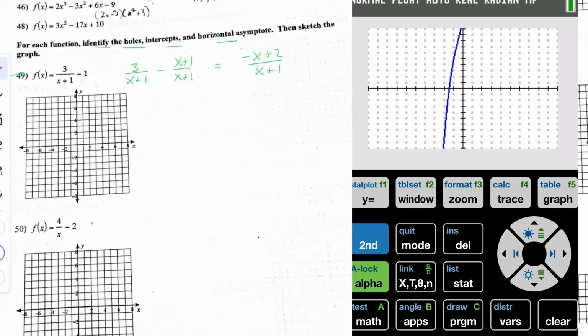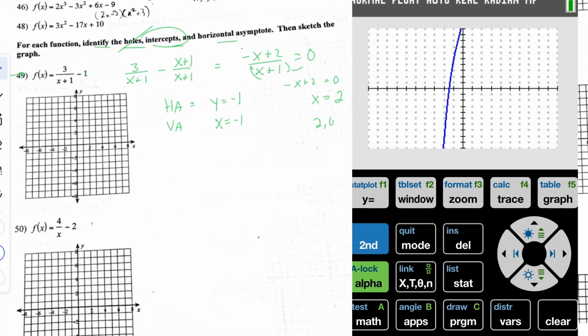And then if you're comfortable with this, let's see, there's no holes because you can't factor it and cancel. Horizontal asymptote is going to be at -1. Let's write that. Vertical asymptote at x equals -1. To find the x-intercept, you plug in y equals 0. So you multiply the denominator up, so then you get equals 0, and then you get x equals 2.